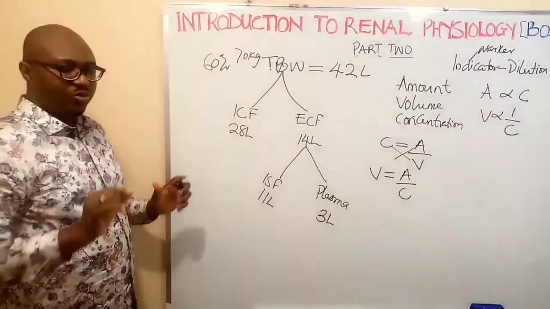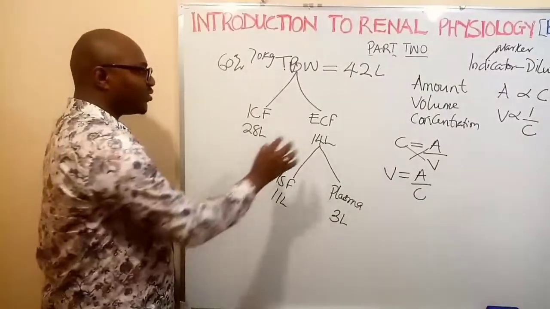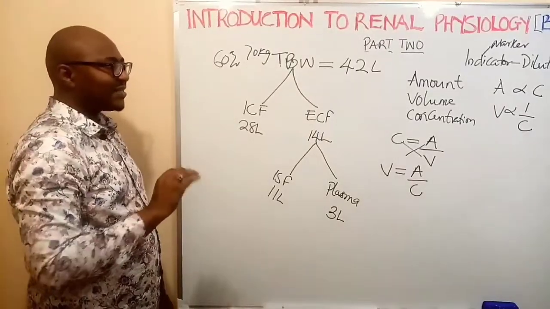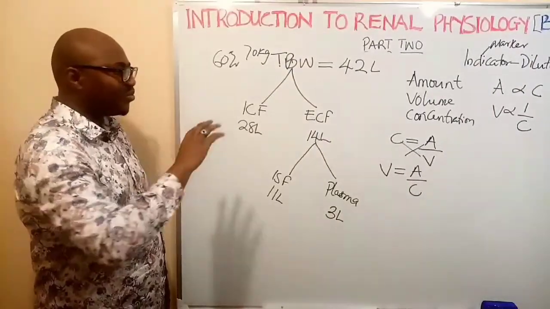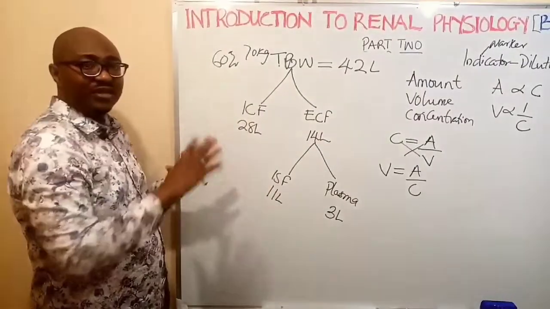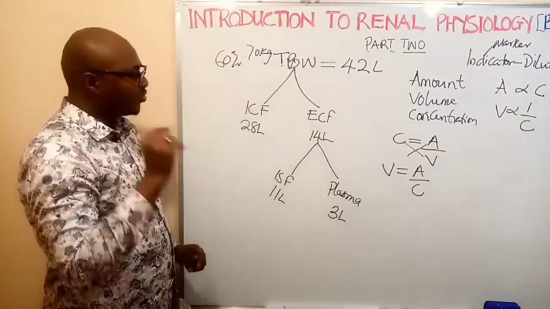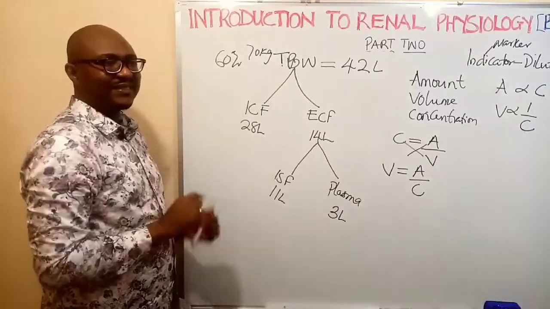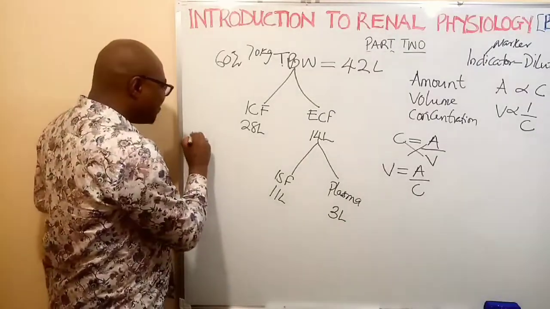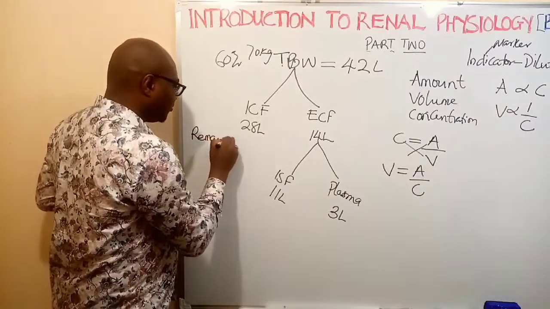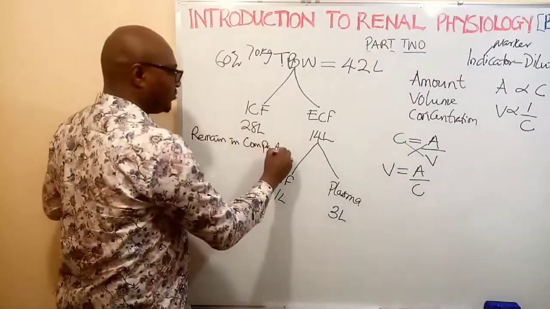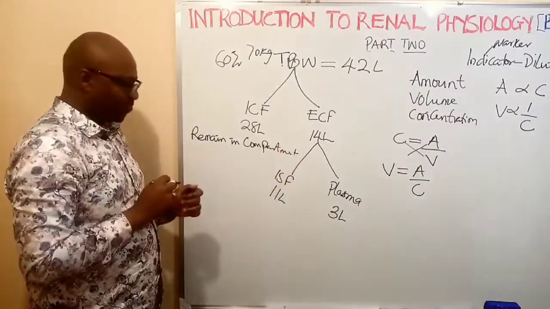So now you introduce a marker. Let's say, for example, you want to know the volume of this compartment. It means that that marker has to remain in that compartment. It doesn't have to move or shift to any other compartment, or else you get wrong results. So one of the properties of the substance we are going to be introducing is that it should remain in the compartment that you are interested in. Okay? It should remain in that compartment.